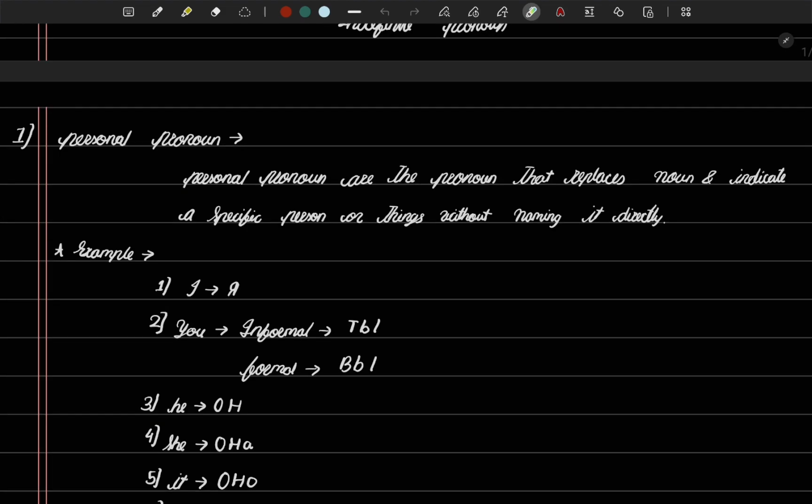Now let's see the first one, the personal pronoun. The personal pronouns are the pronouns that replace the noun and indicate a specific person or thing without naming it directly. So it is basically the pronoun that we use instead of a person's or thing's name. Let's see the words in personal pronoun.